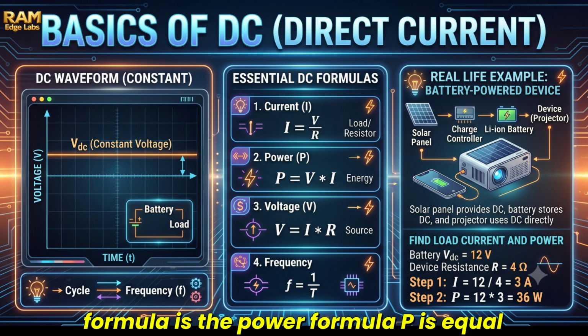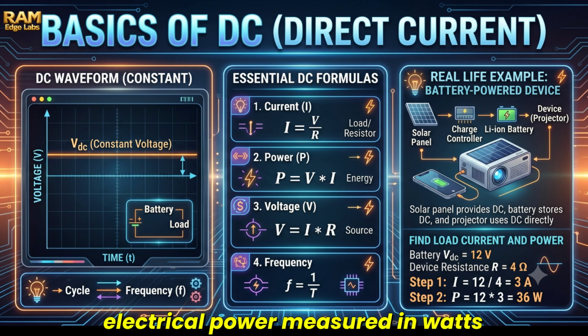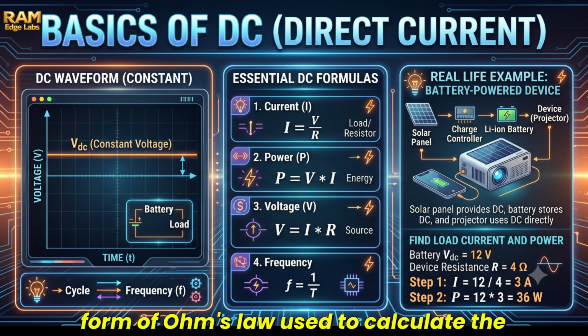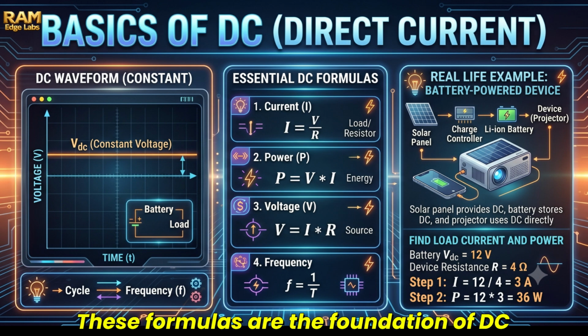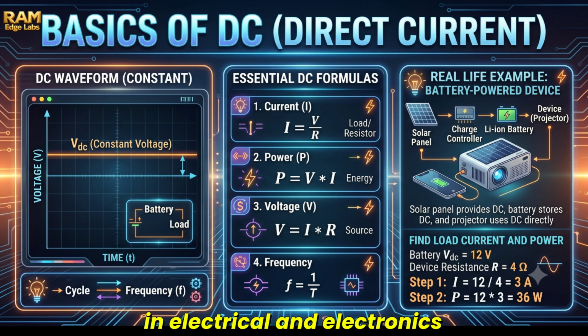The second formula is the power formula, P equals V times I, where P is the electrical power measured in watts, W. This formula calculates how much electrical energy is consumed by a device. The third formula, V equals I times R, is another form of Ohm's law used to calculate the voltage across a resistor. These formulas are the foundation of DC circuit analysis and are widely used in electrical and electronics engineering.